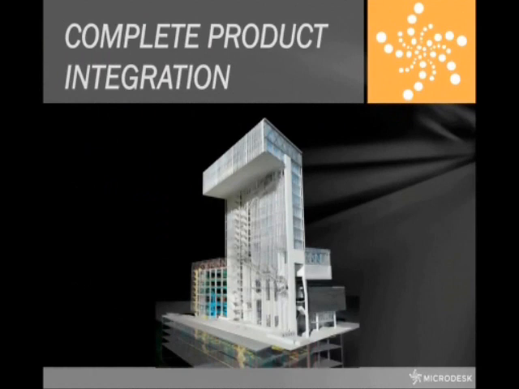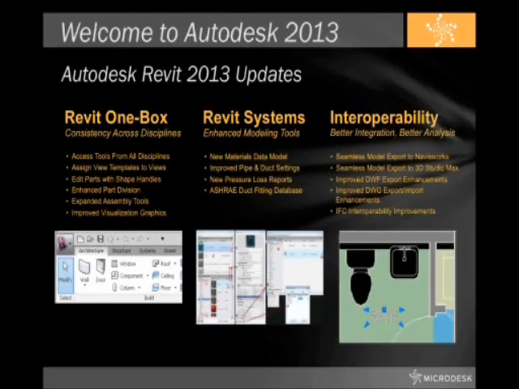So Revit MEP 2013, that's your complete product integration. As you can see, Revit One Box really gets broken out across the disciplines now. So for those key features for architecture and structure, the tools are available. But what we're really going to key in on is Revit systems, a lot of the enhanced modeling tools. We're going to get a really good look at some of those tools in process. And the interoperability, the better integration that's available to us now, and especially the analysis capabilities. It's one of the big things that's improved, and the benefits there are pretty substantial.